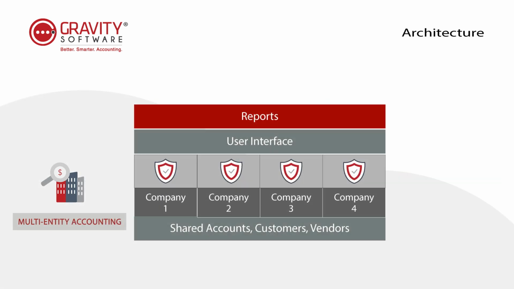A lot of accounting systems will keep each company as an island independently, which means if you have 10 companies, you have 10 charts of accounts. You may have the same vendor in there 10 times.